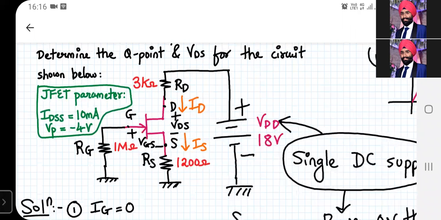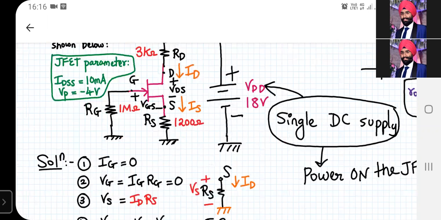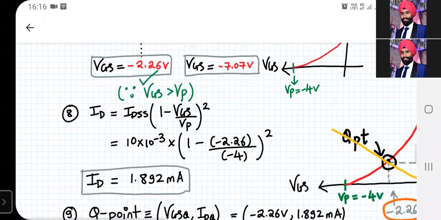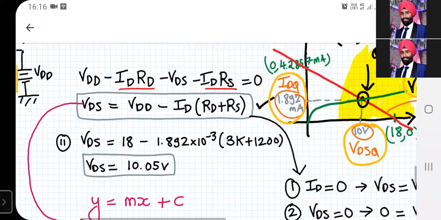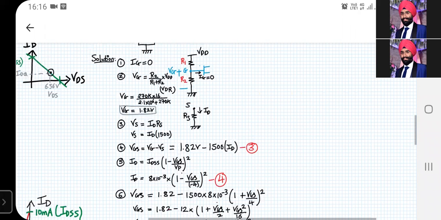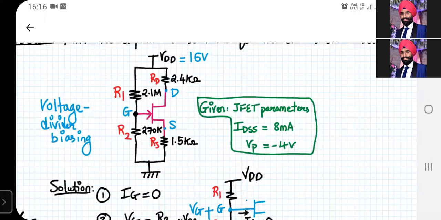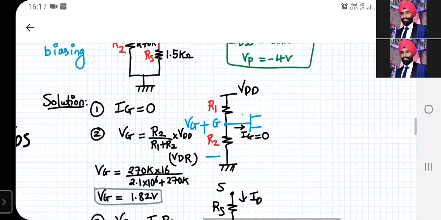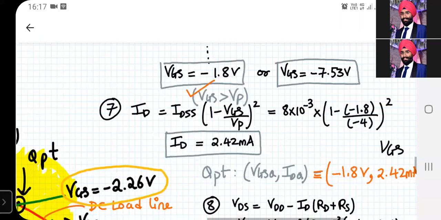So we did some mathematical analysis using the formulas, and we got the value of VGS, ID, and VDS. Similarly, we did the analysis for a voltage divider bias circuit, which is shown over here. Again, this also had JFET parameters and all the resistor values given, and you are supposed to find the Q point and the VDS value for the circuit. So we did some mathematical analysis with equations, and we got the values of VGS, ID and VDS. So what do the values mean?